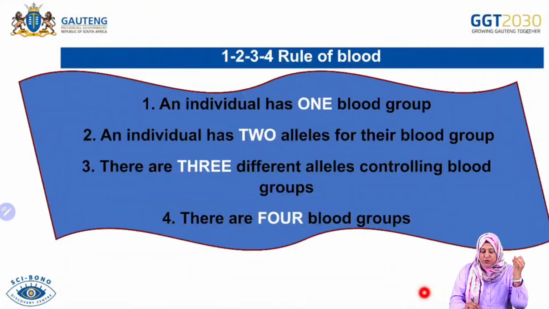It's one individual with 2 alleles in that blood group. Remember, you get 1 allele from your mom and 1 allele from your dad. There are 3 different alleles controlling blood, IA, IB, and small i, and there are 4 blood groups: blood group A, blood group B, blood group O, and blood group AB, which is a co-dominant one. Right, that's a wrap with blood.